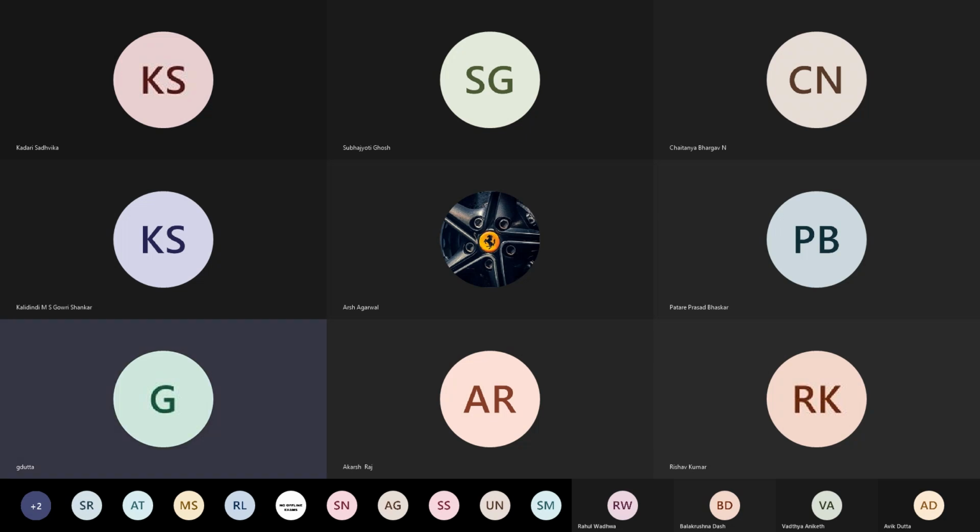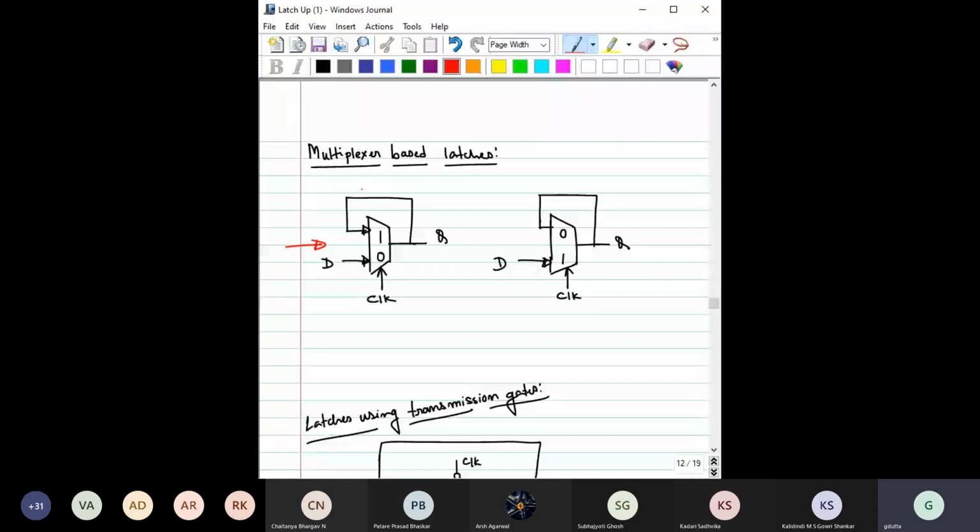If you look at this first diagram, here you see that when this clock is equal to 0, then what is happening? This D input is selected, the 0 input, so it is now connected with the output. Then Q becomes equal to D. Now when this clock becomes 1, then what will happen?